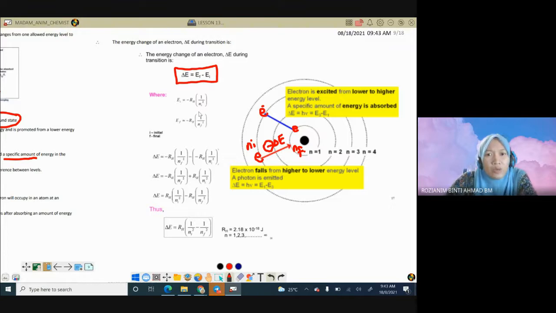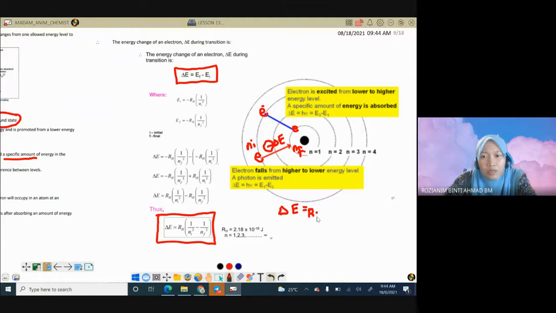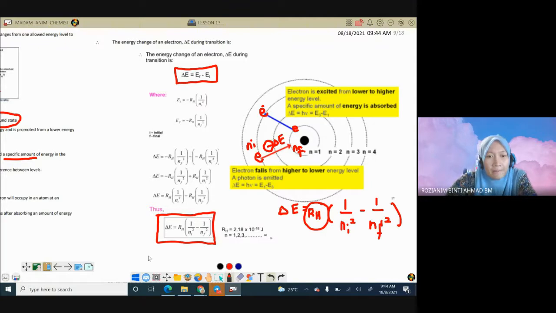Okay, when we substitute and we derive the formula and finalize, we can use this formula when we want to calculate the changes of the energy after electron fall back. Okay, so dia mesti n initial. So means delta E, this formula is used after electron fall back, equal to the Rydberg constant times 1 over n initial square minus 1 over n final square, and I remind again, the value of RH must be in unit joule. Get it? Ada soalan nak tanya sampai sini?